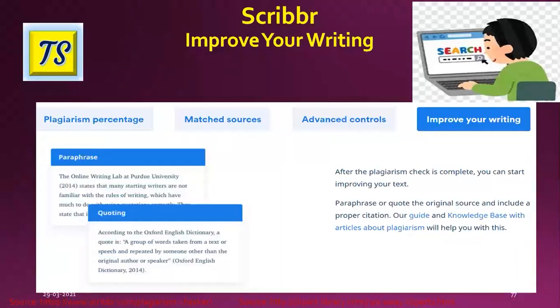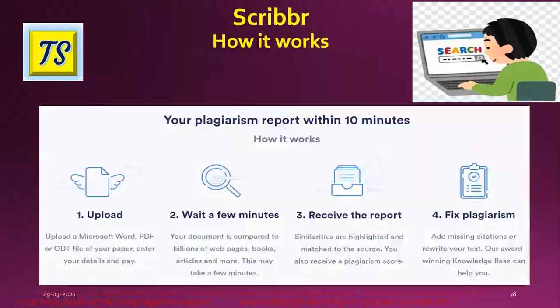These are all the menus available in Scribbr. The plagiarism percentage, matched sources, then advanced controls, improve your writing. These are all for the researchers' benefit, not related to the similarity. They give some resources. If you are a licensed person, they will help you to develop your write-up skills and everything. Some research-based technical ideas will be provided by Scribbr.